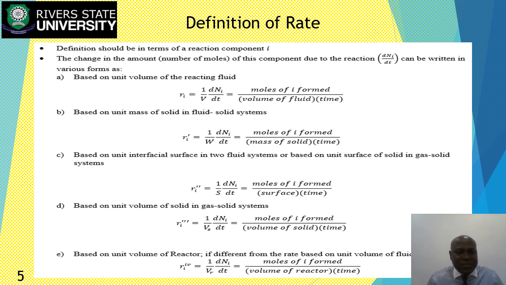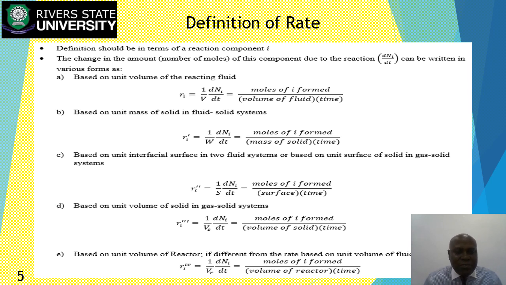We have a definition based on unit volume of the reacting fluid. You can see there r_i, meaning rate of reaction of component i, which is a function of the volume of the fluid and the time. We also have that based on the unit mass of solid in a fluid solid system, which is shown there. You can see 1 over W, W signifying the mass of the solid.